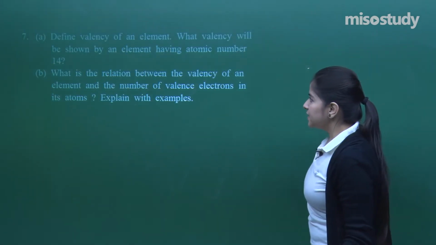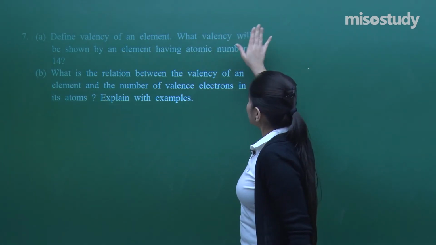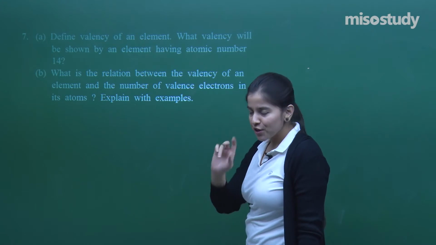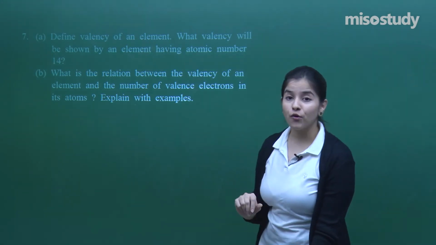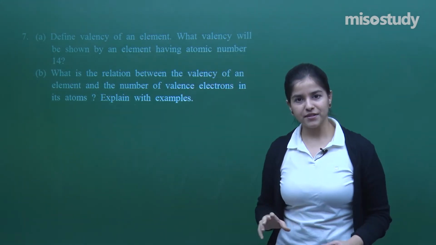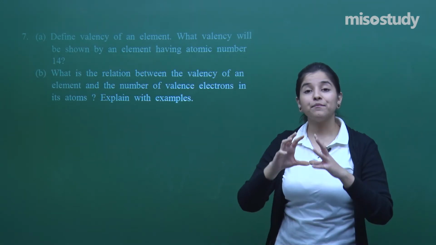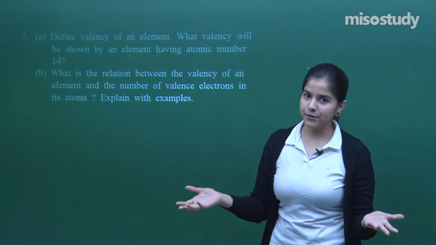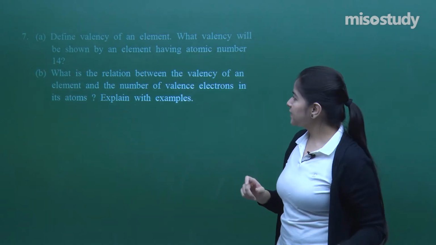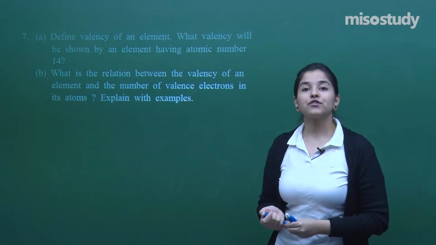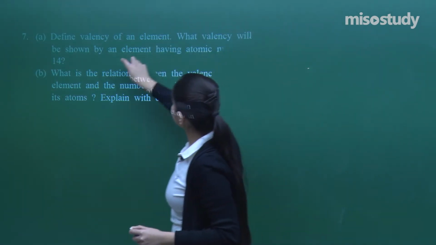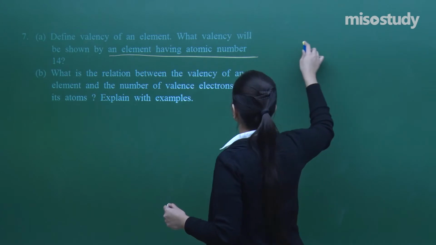Next, define valency of an element. What valency will be shown by this element and so and so. Okay, so first of all, what is the valency of any particular element? So valency is the combining capacity, how it is actually making the bonds. Fine, and that combining capacity is decided because of the valence electrons which are present. Okay, so what valency will be shown by an element having atomic number 14?